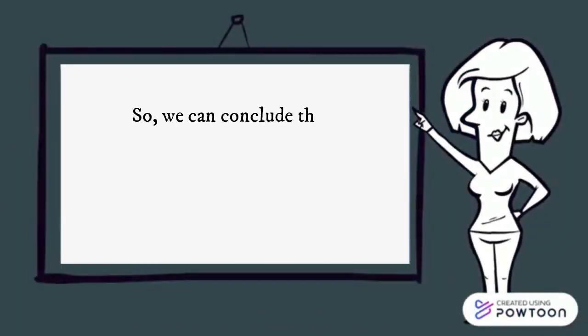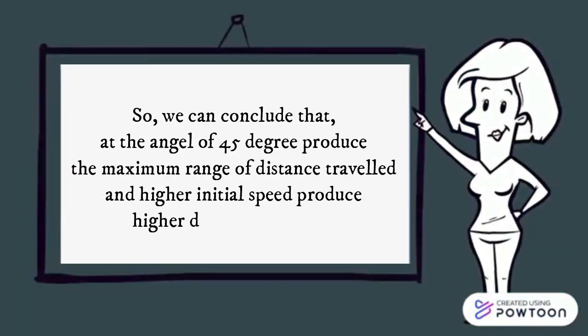From this experiment, we can conclude that an angle of 45 degrees produces the maximum range of distance traveled, while a higher initial speed produces a higher distance traveled.